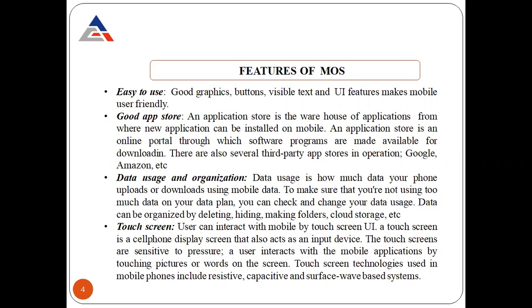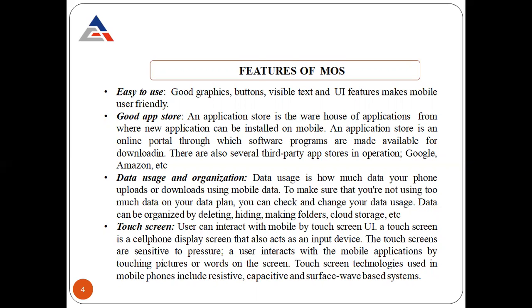Data can be organized by deleting the files or folders, by hiding the files or folders, by making folders and putting the files in the folders. And you can also use cloud storage if you have less memory or capacity in your mobile phone. So these are the data uses and how we can organize our files and folders in the mobile, or either by using the cloud computing features.